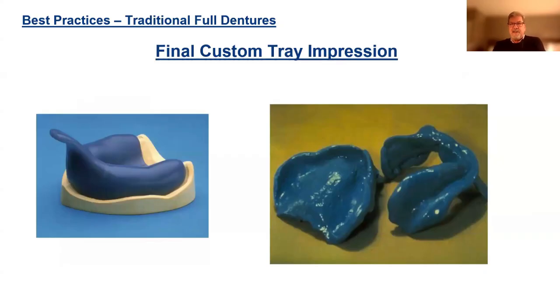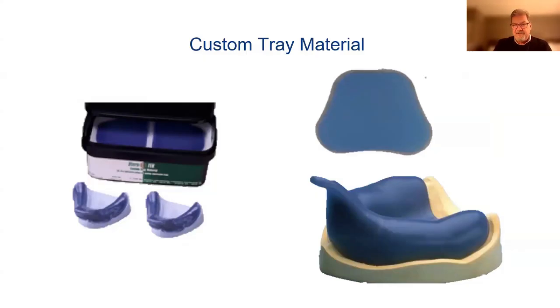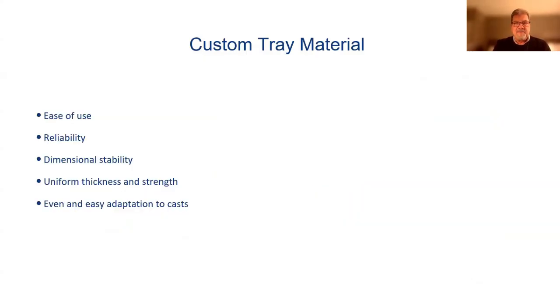When you talk about custom trays, it's really important to fabricate them correctly. When I fabricate my custom tray, I leave about 2 to 3 millimeters from the periphery to the edge of the tray, so the dentist can do some border molding. That's really important to have, and I'll go through some of the border molding techniques. It's important to get that border molding for a really intricate and successful impression. So let's talk about some of the custom tray materials on the market. You want a custom tray material that's easy to use, reliable, has dimensional stability, uniform thickness and strength, and an easy adaptation to the cast.